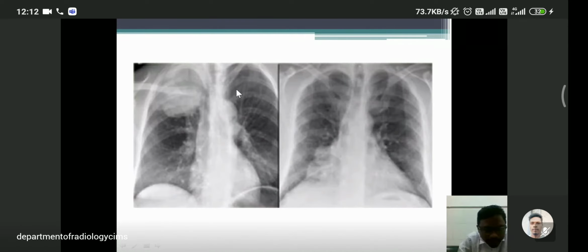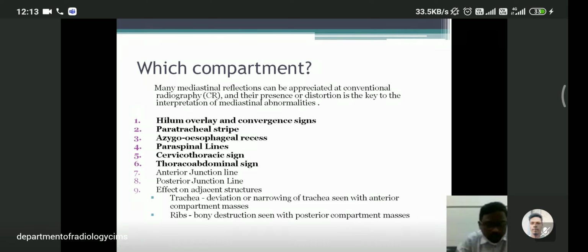This is an X-ray for example. This is a large mass in the right upper lung zone. It is creating an acute angle with the mediastinum, so it is likely a lung parenchymal mass. And here is a mass in the right lower lung zone that is creating an obtuse angle, so it is likely to be a mediastinal mass. There are certain signs that can help us differentiate in which compartment the mass is present. We will discuss them one by one.